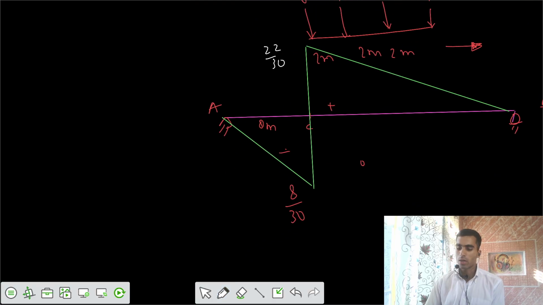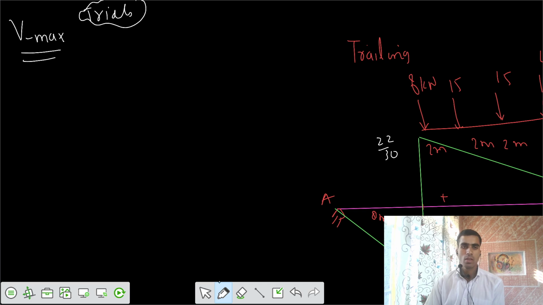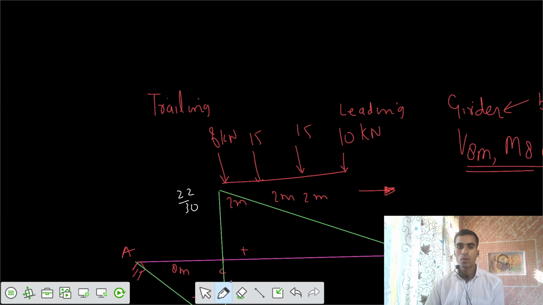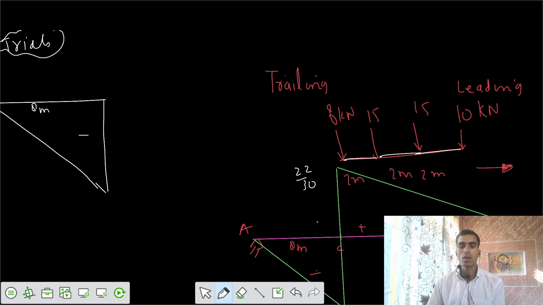Now, if you want to calculate V negative maximum, we already told you that you perform trials for the shear force. First trial: if you talk about the negative, we have this length of 8 meter on the negative side, and we have 4 loads whose total length is 2 plus 2 plus 2, so 6 meter. That means all 4 loads can be placed on that negative side. Let's place them in such a way that all loads are on this side.